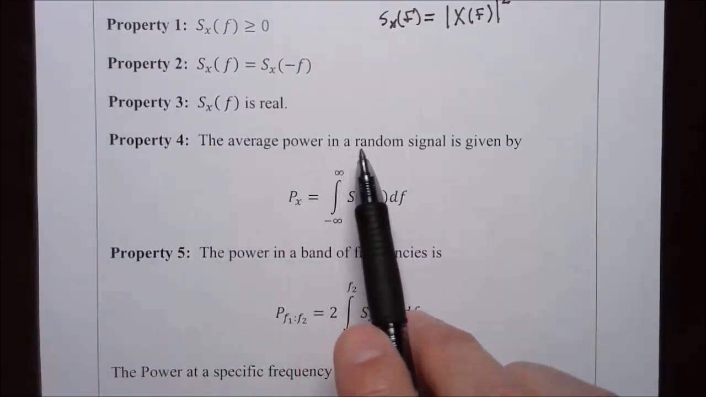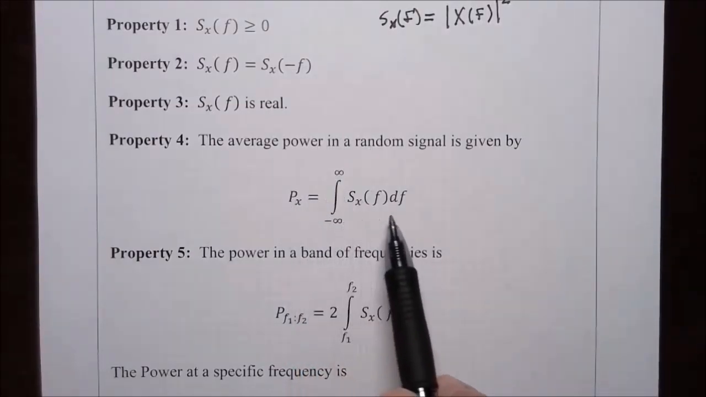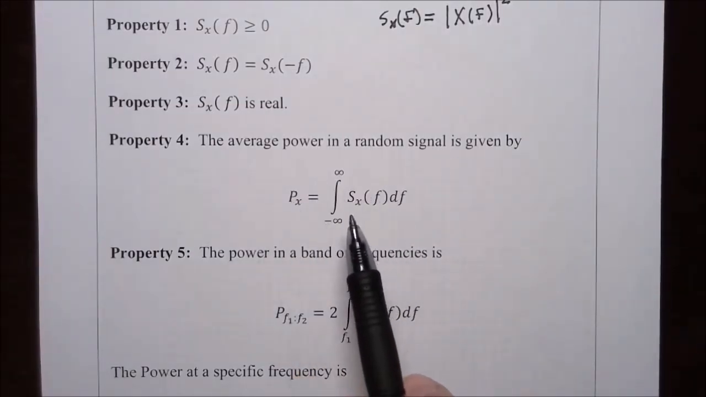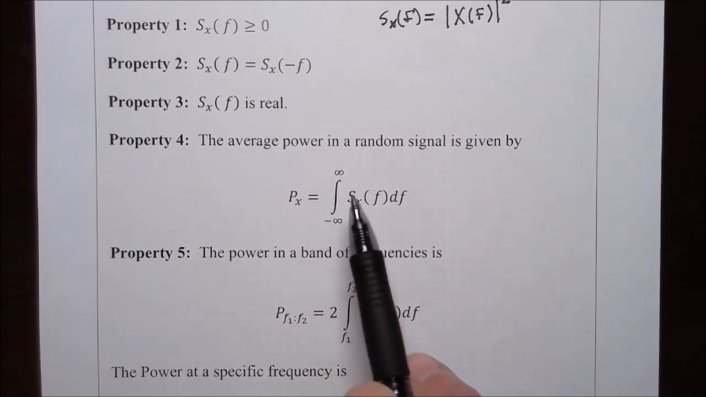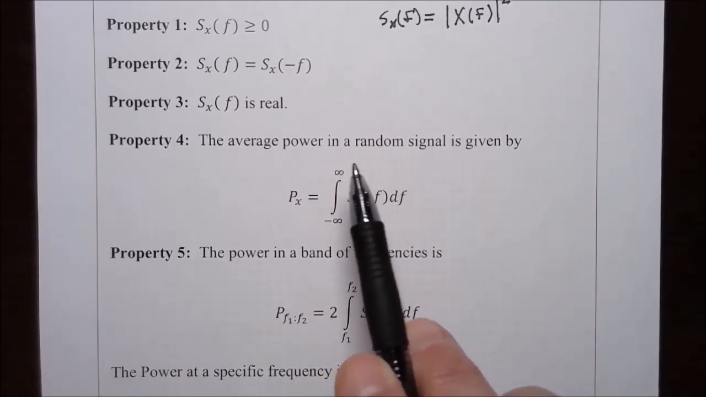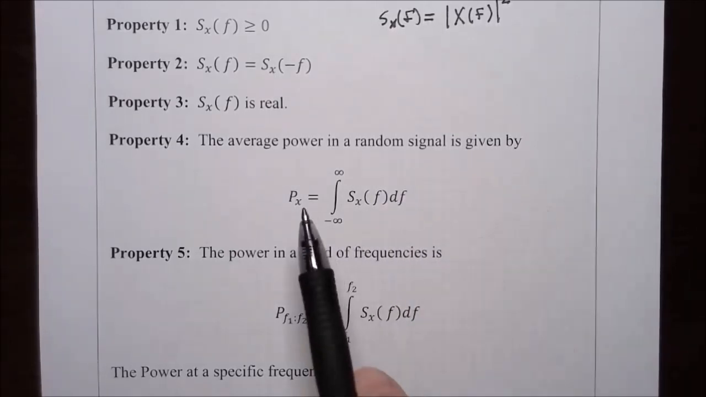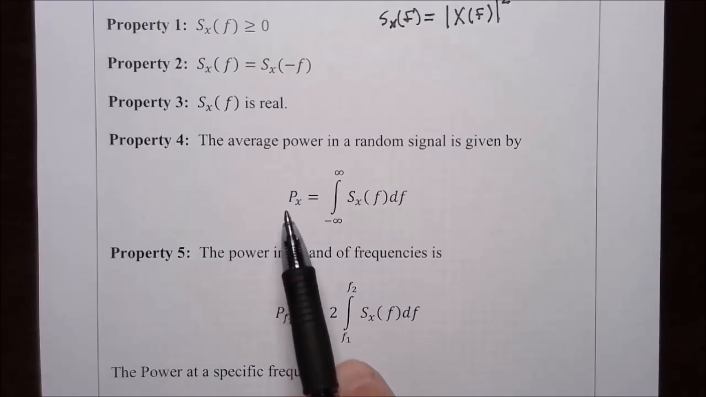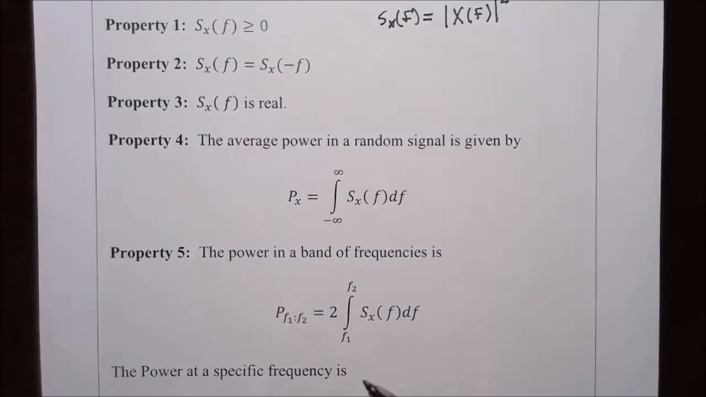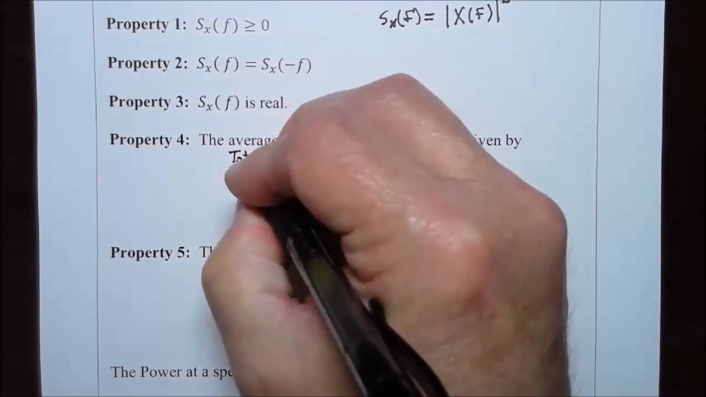The average power in a random signal can be found by integrating the power spectral density over all frequency. So the power spectral density tells us how the power in the signal is distributed over frequency in such a way that if you want to know the average power or the total power, we could also call this the total power.